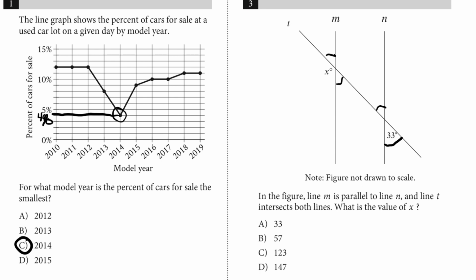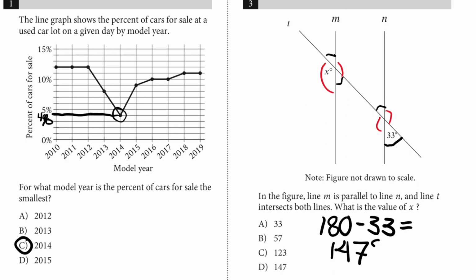And then all of the larger angles that I'm outlining in red is the other value, which would be X. The way that we figure out what the red angles are is by subtracting 33 from 180. And that's going to give us 147 degrees, which would be D.